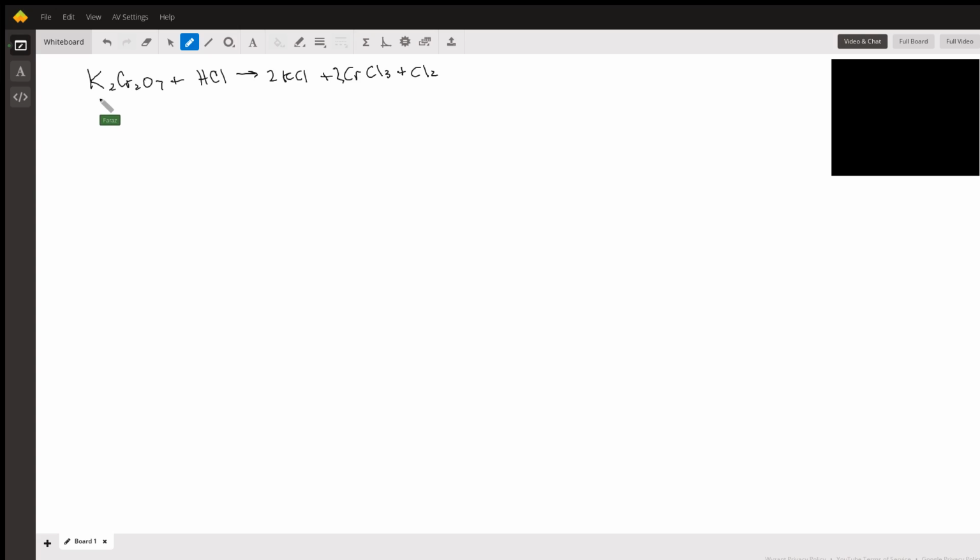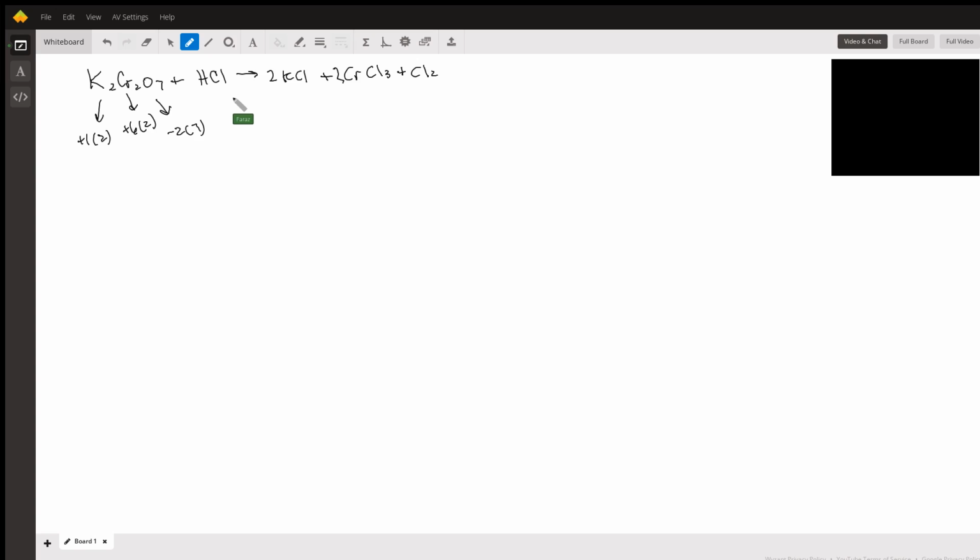Now the next thing I'm going to do is look at the oxidation numbers. This is a +1 times 2. This is a -2 times 7. That's -14 plus 2, which is -12. So that means this has to be a +6 each times 2.